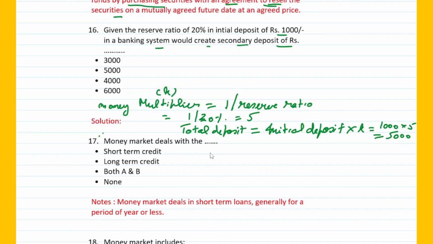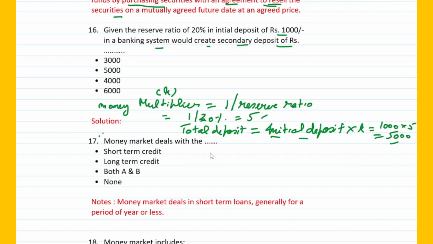Okay, I'll just repeat that once again. For calculating the secondary deposit, you need to know a term which is called money multiplier. What is the formula for money multiplier? Money multiplier simply is 1 divided by the reserve ratio, right? You know the reserve ratio is 20%, so when you divide 1 by 20%, it becomes 5. Fine. Now this money multiplier can be used to calculate the total deposit. Now total deposit is K times the initial deposit. In the question, the initial deposit is already given as 1000 rupees. So when you multiply this K with initial deposit, that becomes 1000 into 5, which is 5000, right?